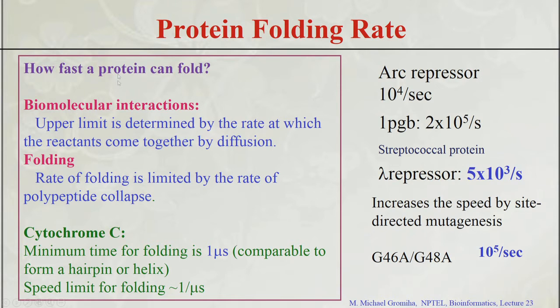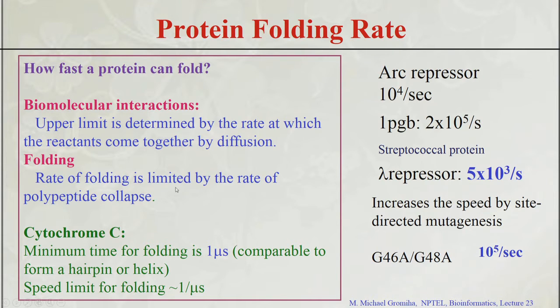For example, if you take biomolecular interactions, for two different proteins or a protein and DNA, if they want to make a complex, you can see the upper limit is determined by the rate at which the reactants, the molecules involved in the reaction, come close together by diffusion. So, how much rate they take.